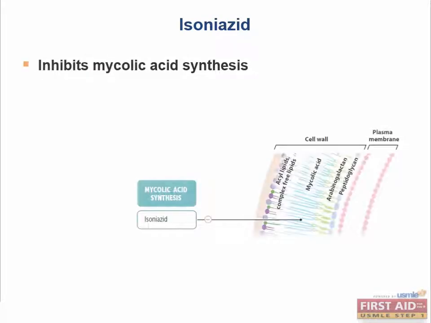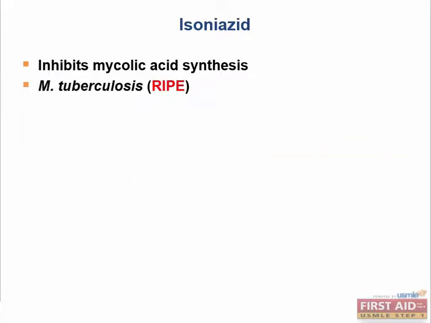Isoniazid is the next drug we're going to talk about, and it is the key drug used in the treatment of Mycobacterium tuberculosis. Do you remember its mechanism of action? Isoniazid inhibits the synthesis of mycolic acid. Mycolic acid is a main component of the Mycobacterium cell wall, and it is unique to Mycobacterium. Like we mentioned earlier, isoniazid is one of the main treatments for Mycobacterium tuberculosis. It is used for the latent form, and it is used to treat the active form as part of the RIPE therapy.